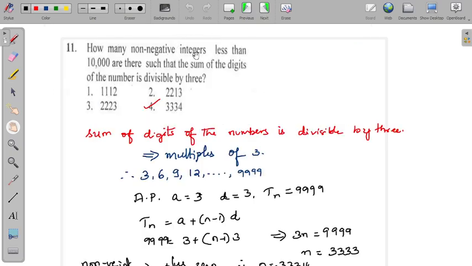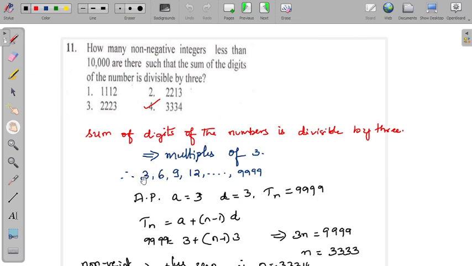How many non-negative integers less than 10,000 are there such that the sum of the digits of the numbers is divisible by 3? Sum of the digits of the numbers is divisible by 3 means it should be a multiple of 3, because by the divisibility test we know that if the sum of the digits of a number is divisible by 3, then that number should be divisible by 3. So that means they are the multiples of 3.